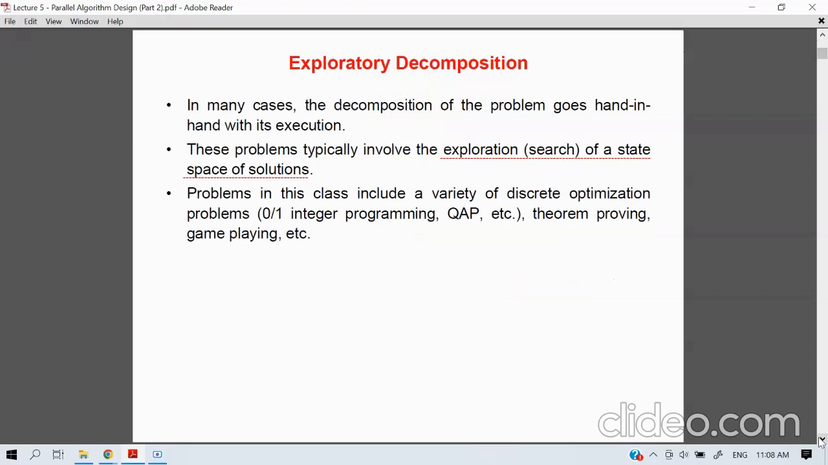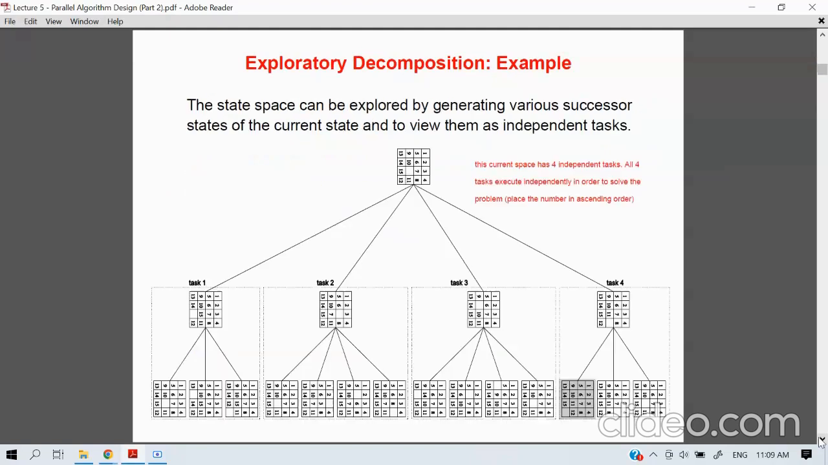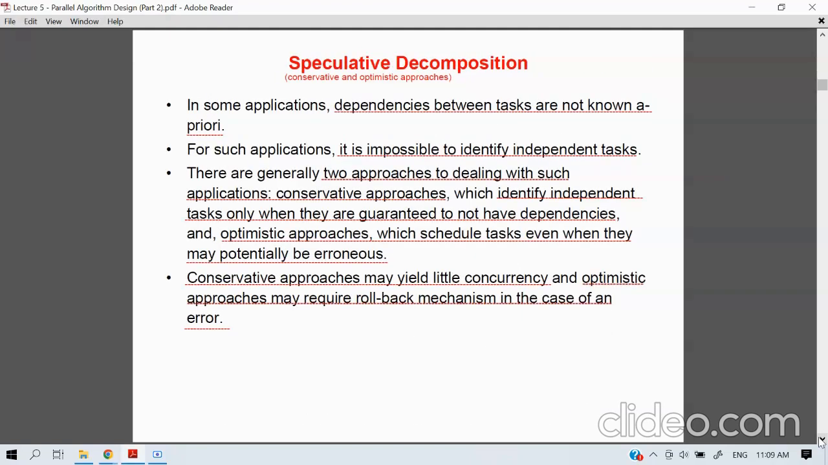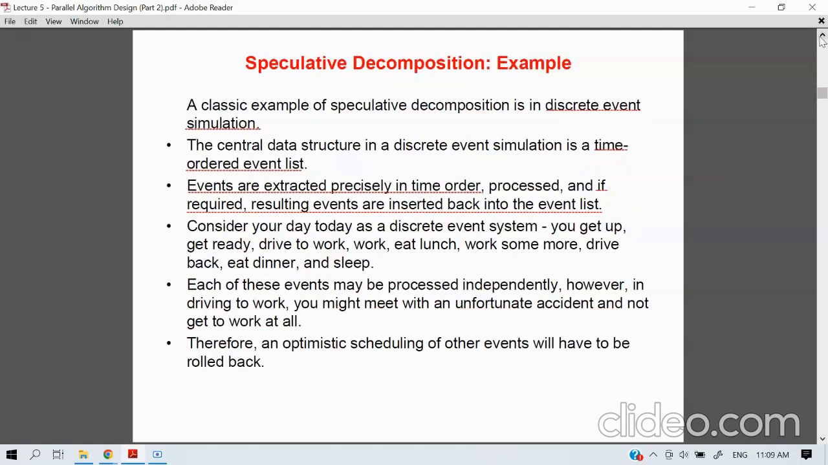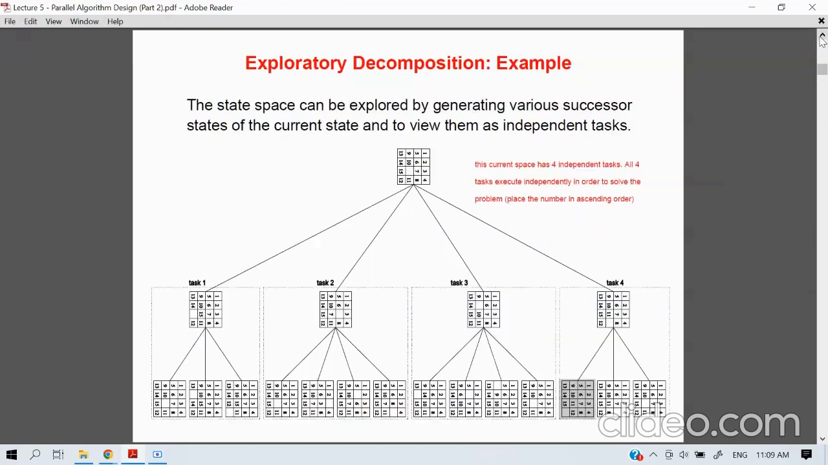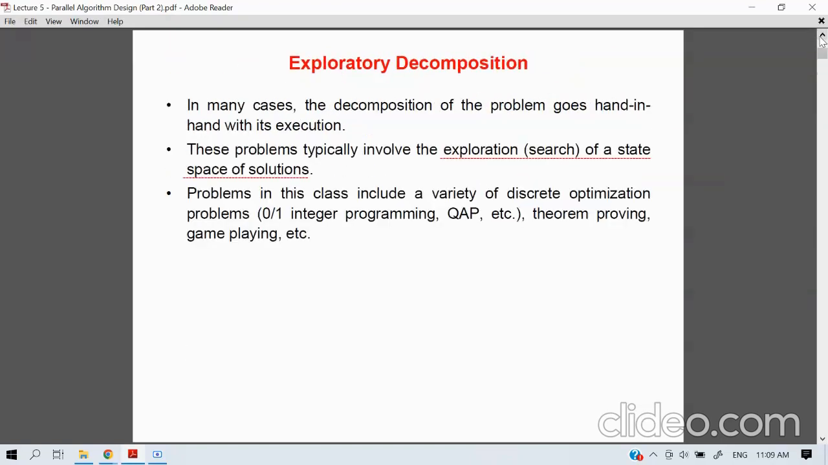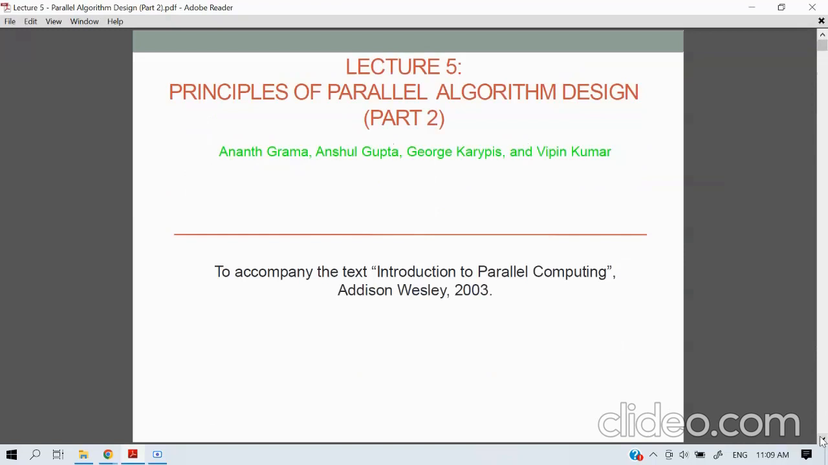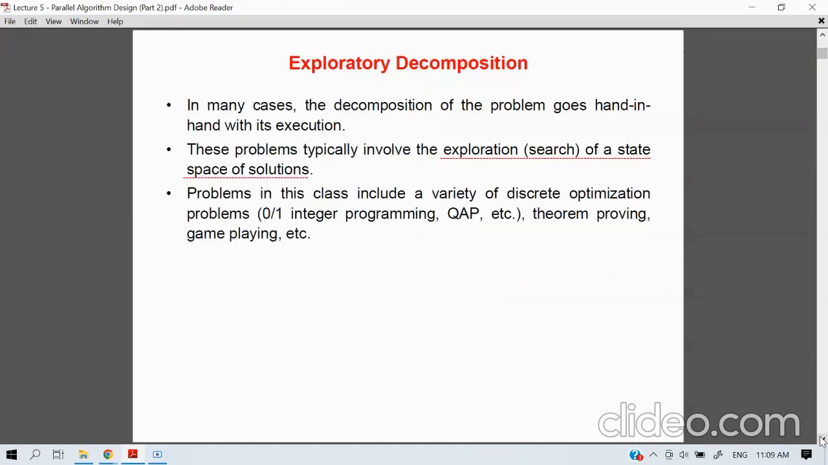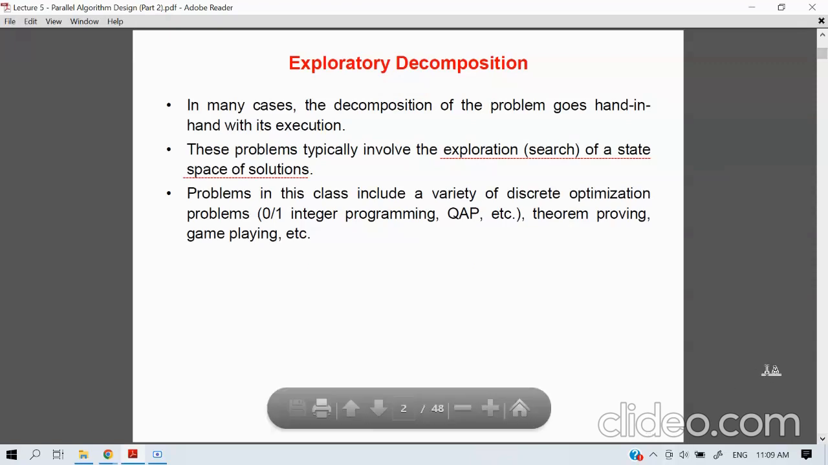There are another two decomposition techniques, which are exploratory and speculative decomposition. So let's start with the exploratory first. What is meant by exploratory decomposition? In many cases, the decomposition of the problem goes hand in hand with its execution.